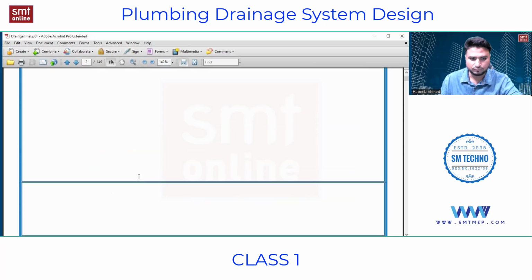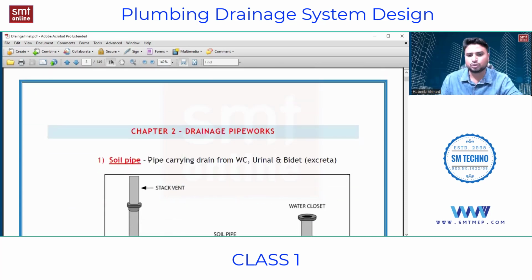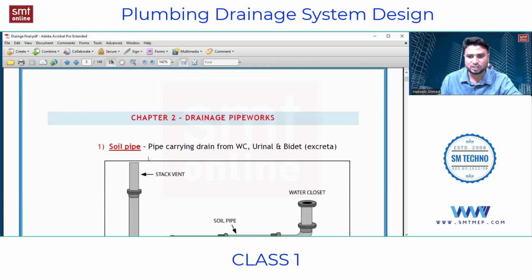Okay. Chapter number 2. In chapter number 2, we'll be moving on with the drainage pipe works. As we know, a pipe refers to a tube which is used to carry water, transport water or drain water from one place to another. Now, you might have heard there are different terms given in the drainage side and the water side for the pipe works.